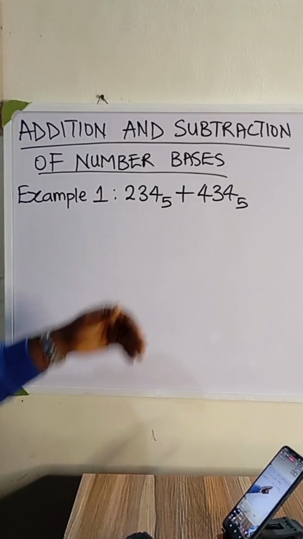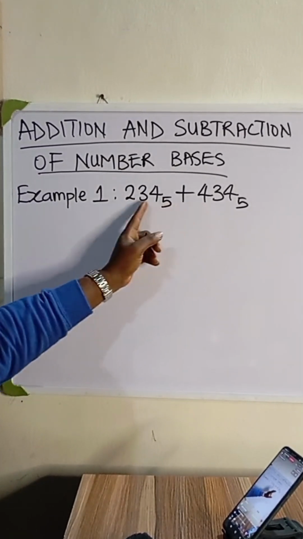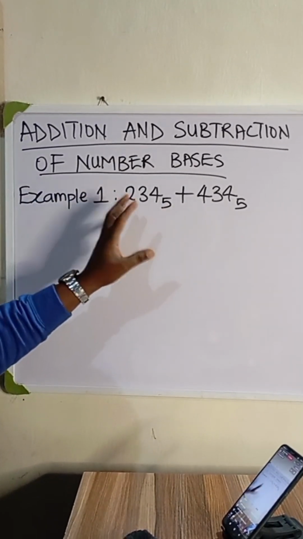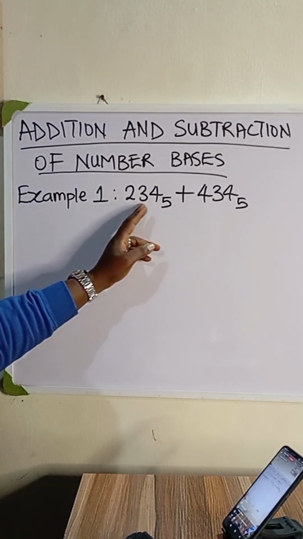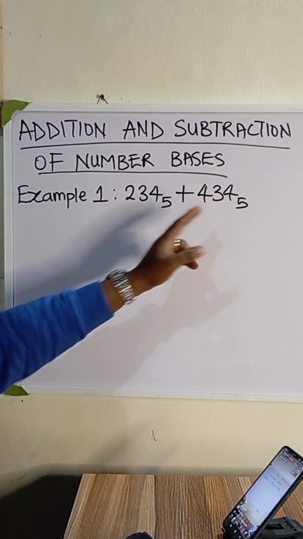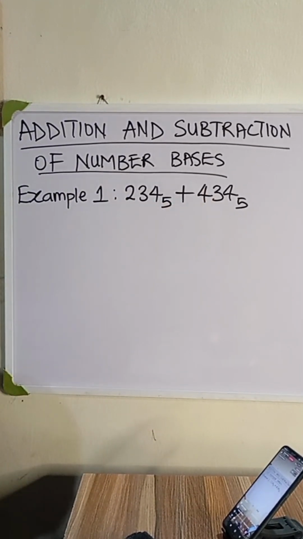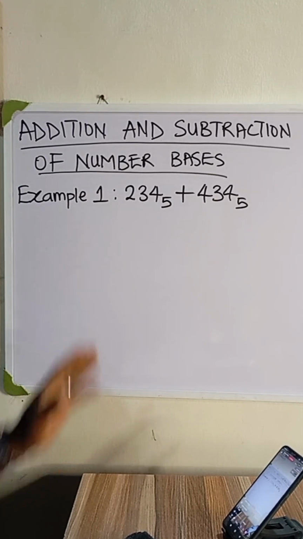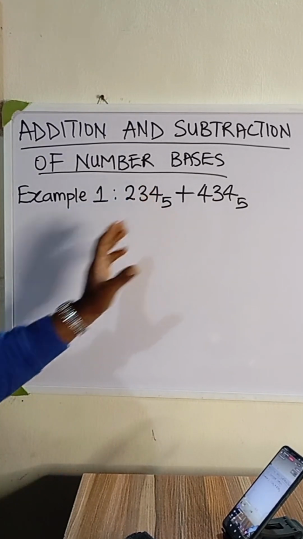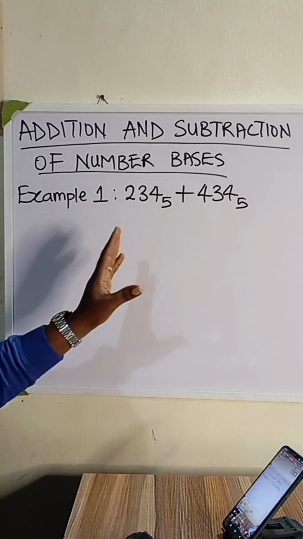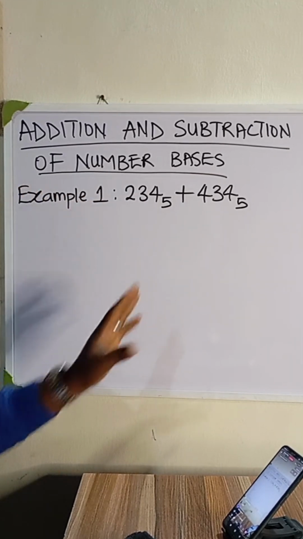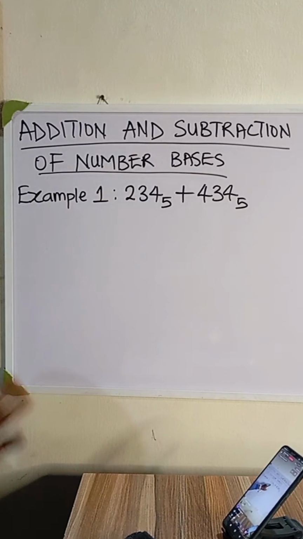But before we go ahead, I would like somebody to do this addition in base 10 and tell us what the answer will be. 234 plus 434. What is the answer supposed to be if we are adding in base 10? 668. If this were to be in base 10, the answer would have been 668 base 10. But now our calculation is not in base 10. So let's see how we are going to solve it.